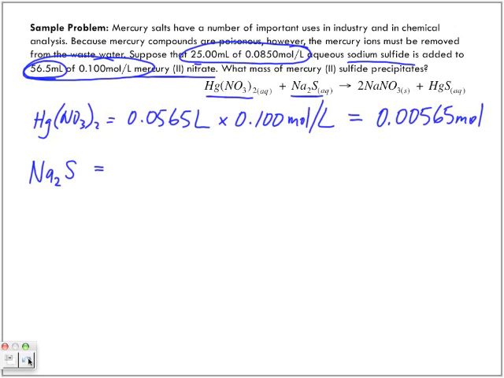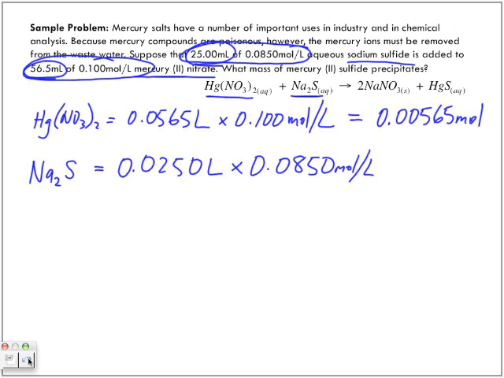We're going to do the same thing now with the sodium sulfide, the Na2S. Again, we're going to convert the volume, 25.00 milliliters, into liters, and we get 0.02500 liters. And we're going to multiply it by the concentration, which is 0.0850 moles per liter. Liters cancel out. I'm left with the answer of moles, which is 0.00212 moles.